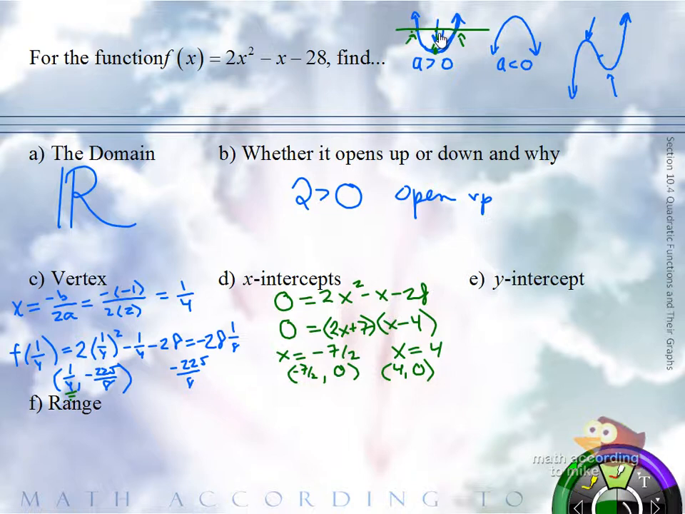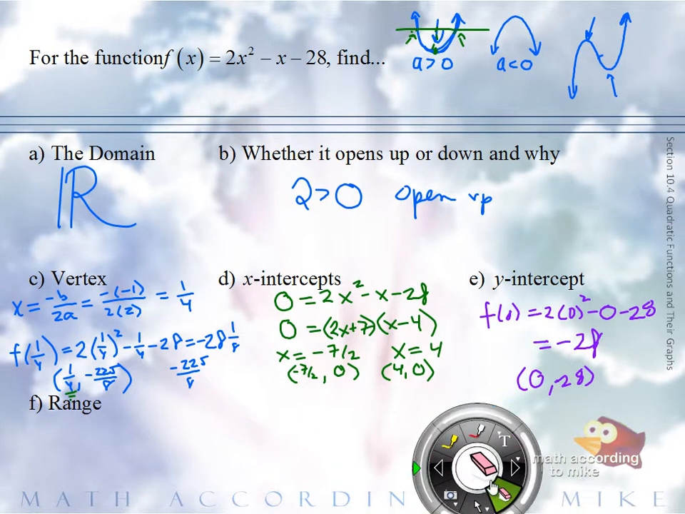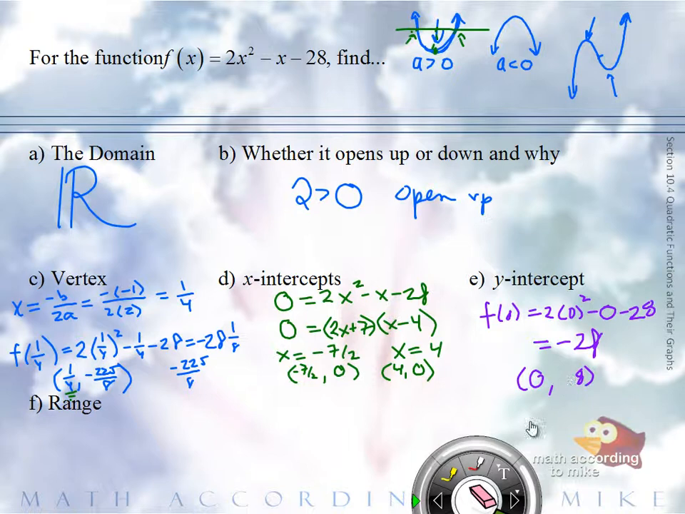A y-intercept occurs when what equals 0? X. So if we put in 0 in for x, what do we get? -28. So what's the coordinates of my y-intercept? Oh, I make that more obvious. Good.